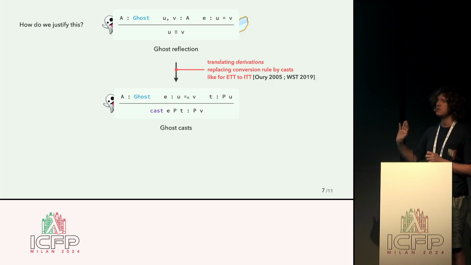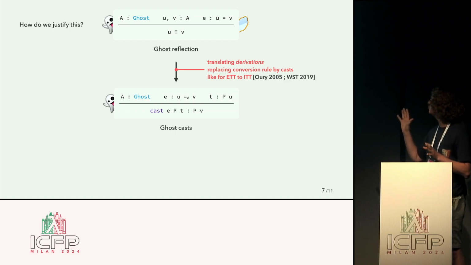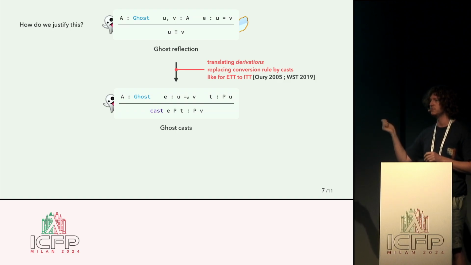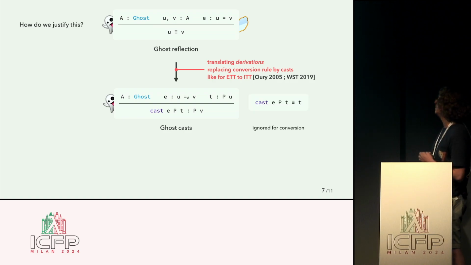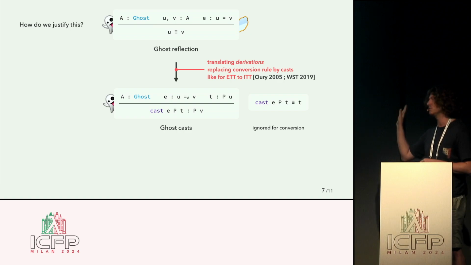You translate the derivations, and every time you use the conversion rule, you just use the cast rule instead by inserting some casts. And casts don't get in the way because we have this amazing rule that says that I don't care about casts. So I can ignore them and everything is fine. So actually the proof is even easier than the one from extensional type theory to intensional type theory.